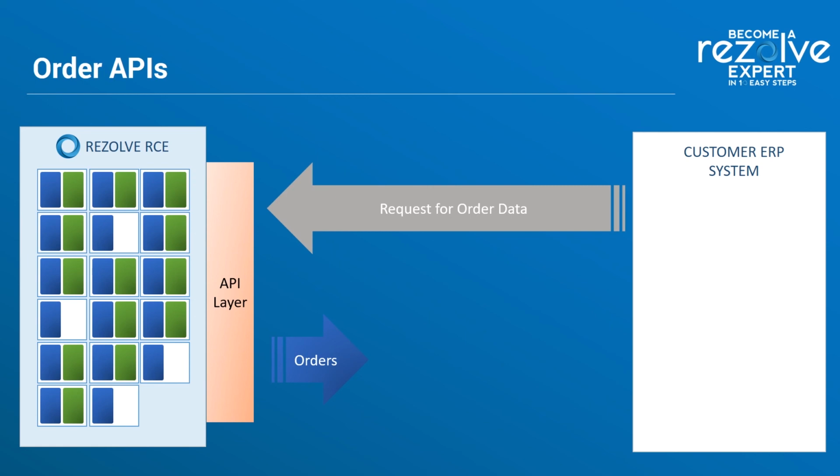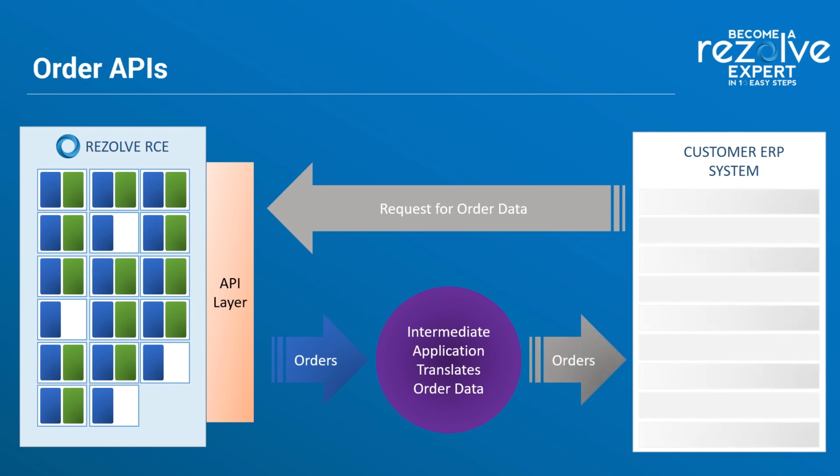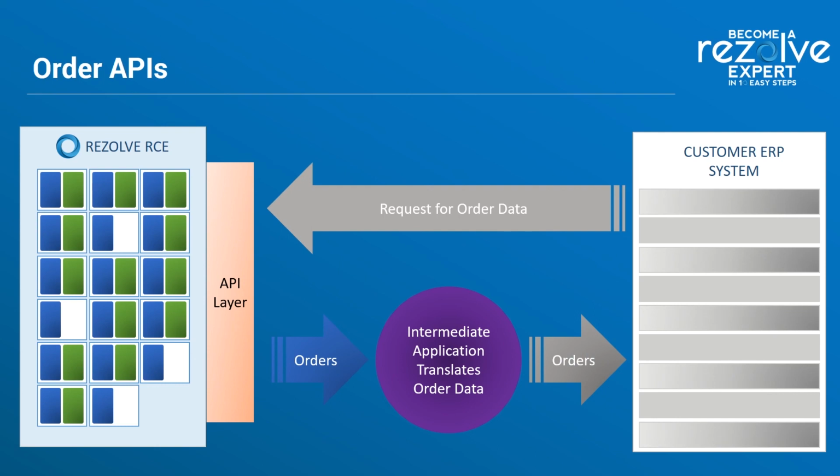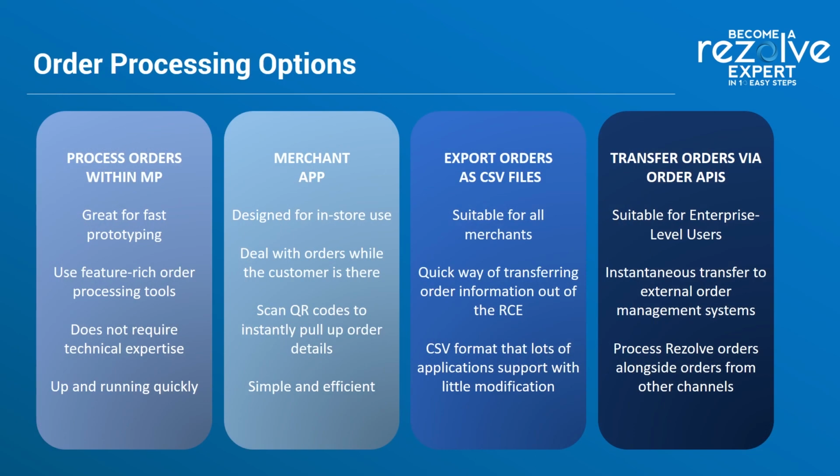Now, of course, that order information is going to be in Rezolve format. It's not going to necessarily be suitable to be taken straight into the customer system. So what you generally do then is you have an intermediate application which does a translation job. It takes the order information into a format which is ready to go into the customer external system. So that's APIs. And it's one of the 4 different methods we've got within Rezolve of dealing with orders.